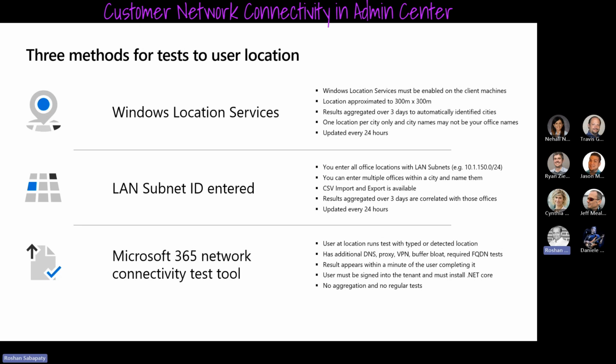And the last method here is the network connectivity test tool. We'll talk about this test tool, but essentially, when you want to test from a specific location, you can ask the user to go to our connectivity test tool, which is accessible from a web page, and run this test from that location. That would upload the results to the admin center, and along with the results, the user can also specify the location. So that's the manual method of doing it, and these are the three methods for the user locations.